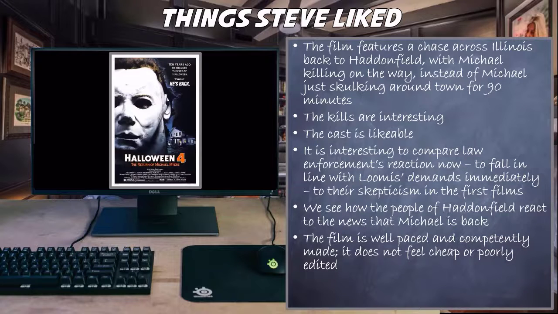The film is well-paced and competently made. It does not feel cheap or poorly edited. Some of the latter sequels in this continuity felt kind of poorly edited. This one feels like a pretty tight package, though.